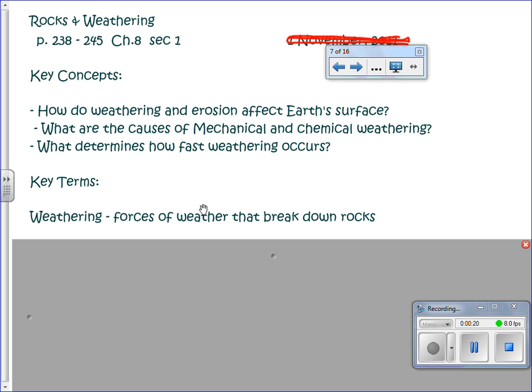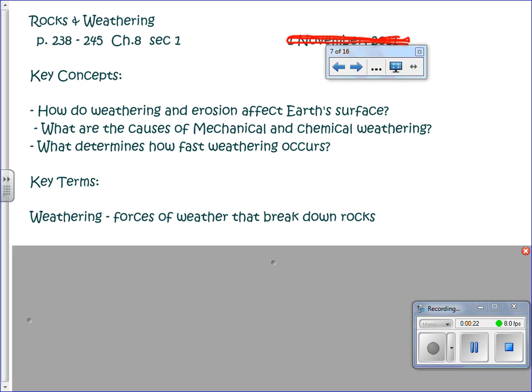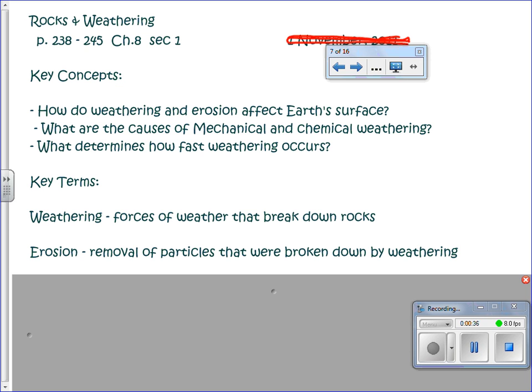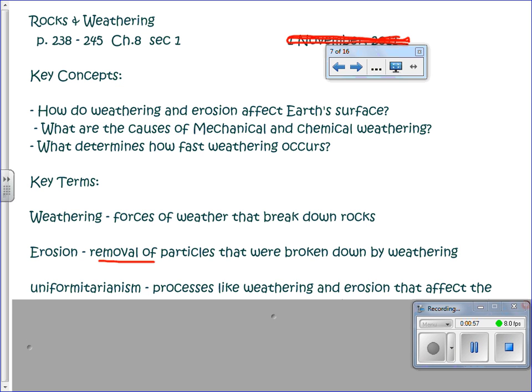So let's start here. Weathering, which we've already defined today, is the forces of weather that break down rocks. We've discussed quite a few of those, and we'll go over a few more specifically, but weathering is pretty easy. Then, as you're watching this, you might think, isn't that the same as erosion? Technically, erosion is when the particles are moved away to another place. So in weathering, they get broken down. In erosion, they get removed or moved to another place. In erosion, the soils, the rock, whatever, is moved away.